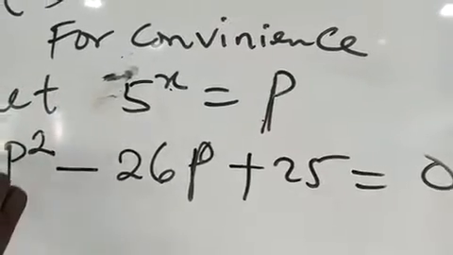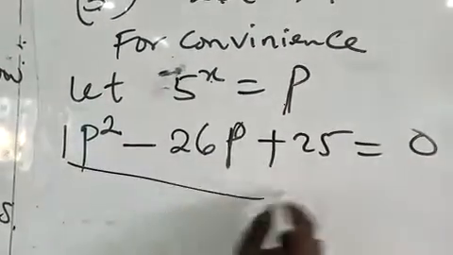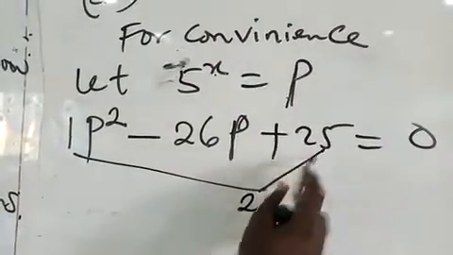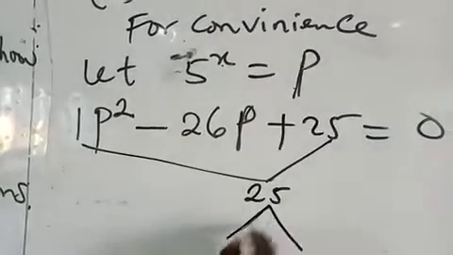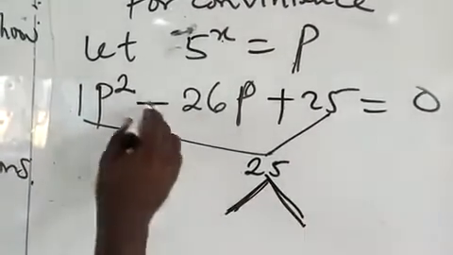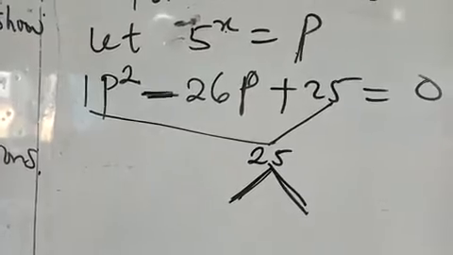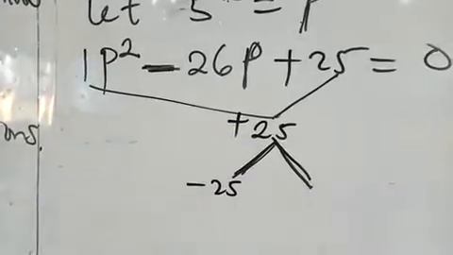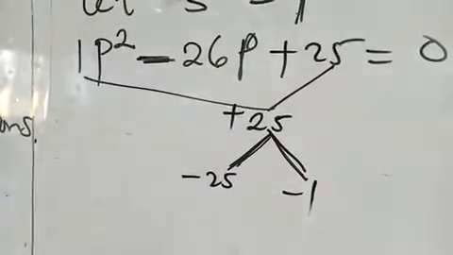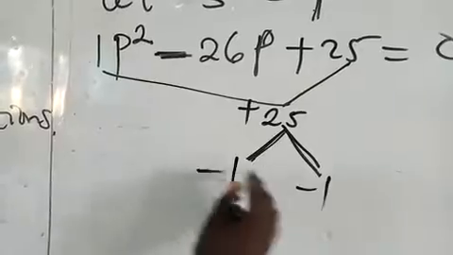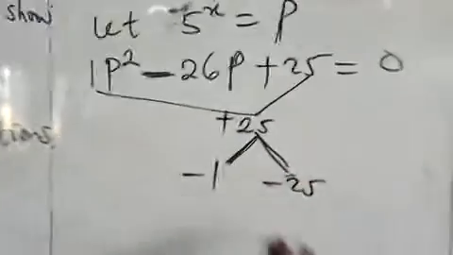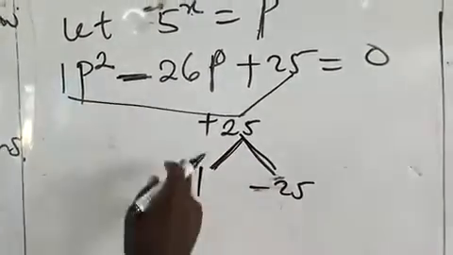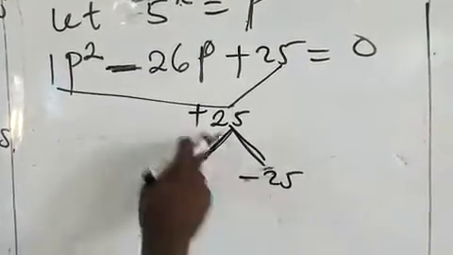Now, what are the factors? We have 1 multiplied by 25. That is how we find factors in quadratic equation. So 1 times 25 is 25. What are the factors of 25 that can give us the middle term? Can we say minus 25, because this is plus 25, minus 25 minus 1, or minus 1 minus 25? You see the same thing. Minus 1 minus 25 will give you minus 26. Then minus 1 times minus 25 will give you plus 25.